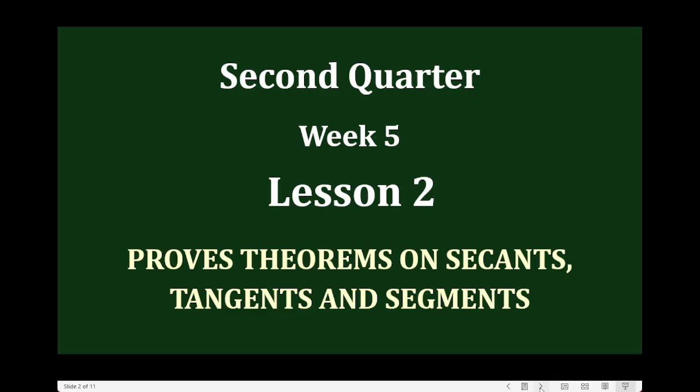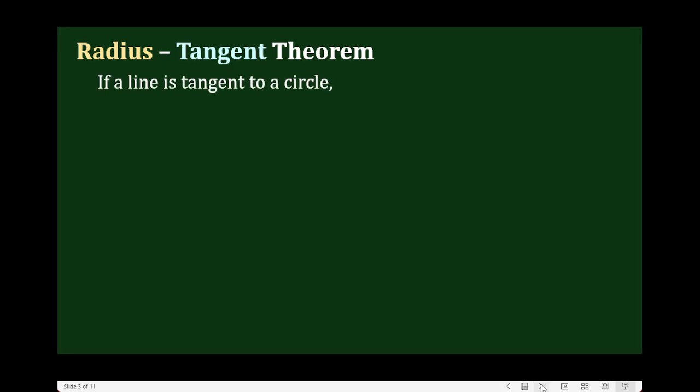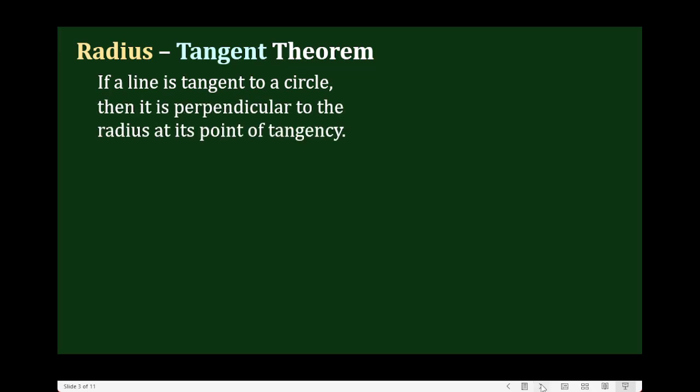Week 5 lesson number 2 proves theorems on secants, tangents, and segments. The first theorem is the radius tangent theorem. It states that if a line is tangent to a circle, then it is perpendicular to the radius at its point of tangency.